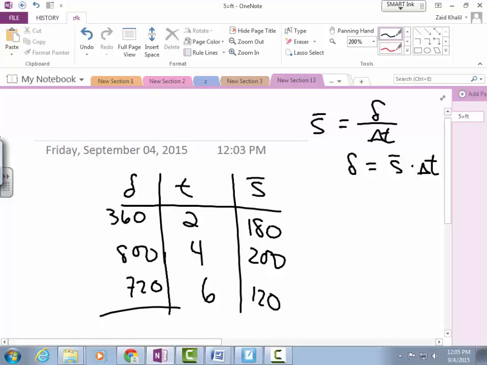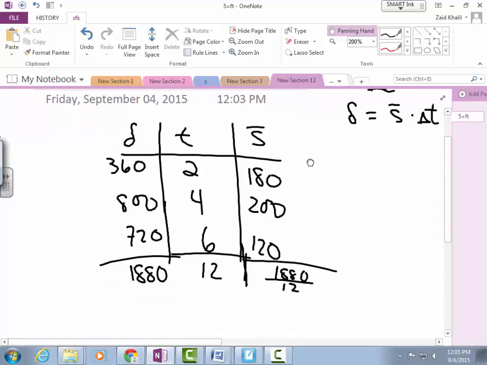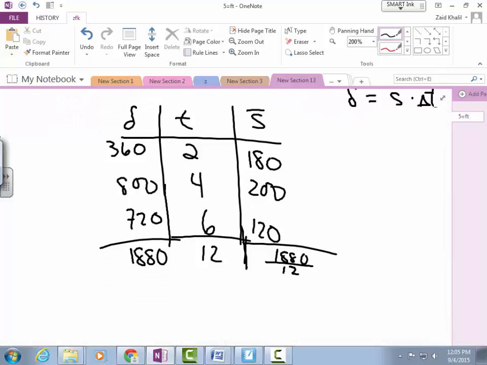What is it? 1880. In how many hours? In 12 hours. And what's that average? The average speed is 1880 over 12. We're done with the problem. You can plug it into your calculator if you please, but I don't care. What I generally am looking for is algebraic beauty. So there's your average speed.